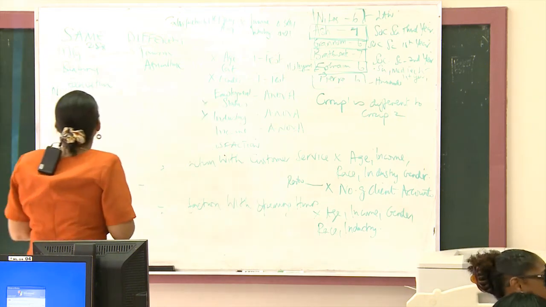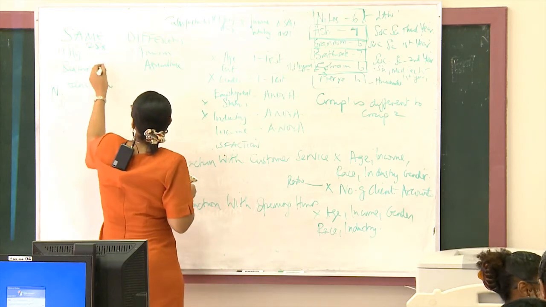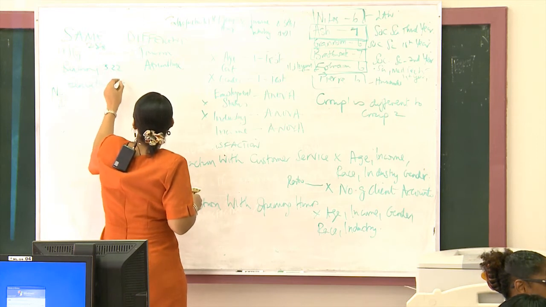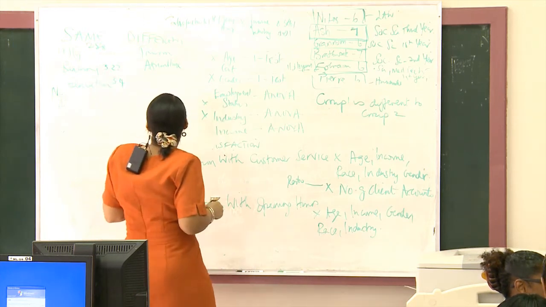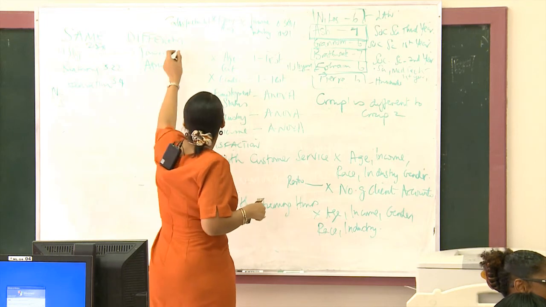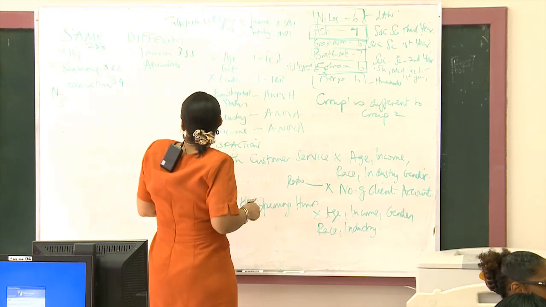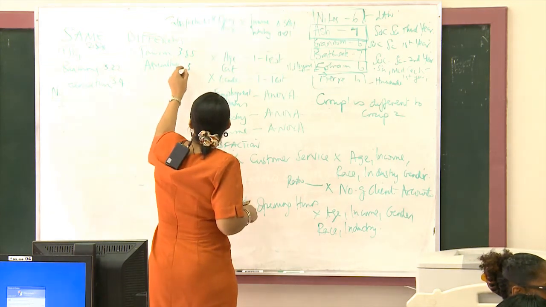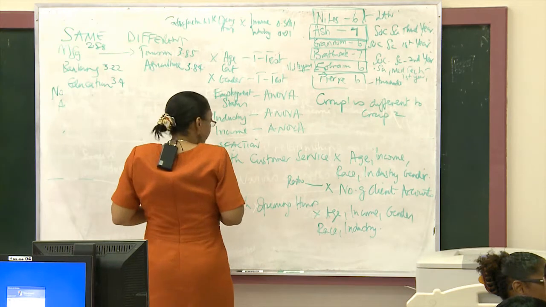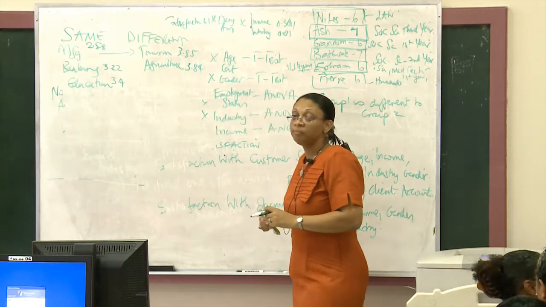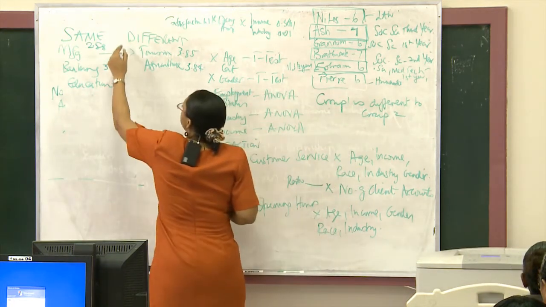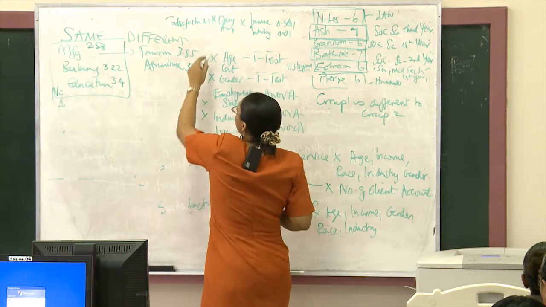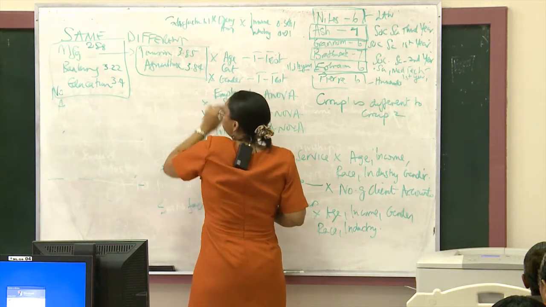What's banking's? 3 point something. What's education? 3.4. What about tourism's? 3.85. And agriculture is what? 3.84. So I know that manufacturing is the same as banking and education, right? But it is different to tourism and agriculture.